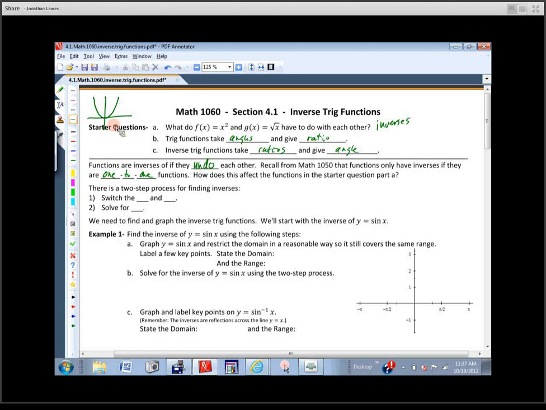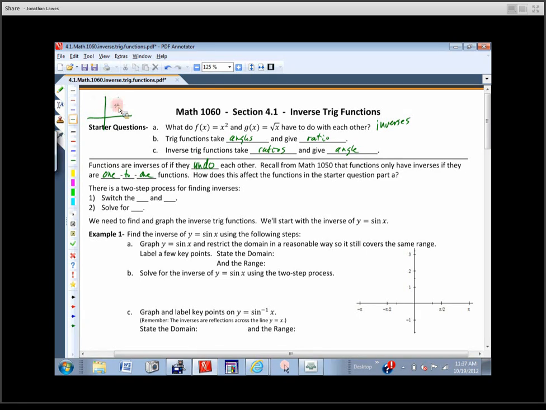Is that a one-to-one function? It's not, right? Because it doesn't pass the horizontal line test. It passes the vertical line test, so x squared is a function. It's just not a one-to-one function.